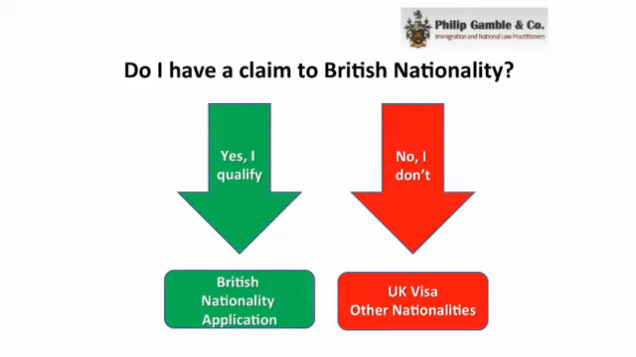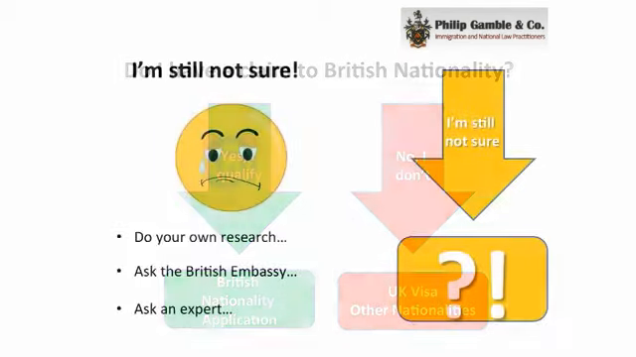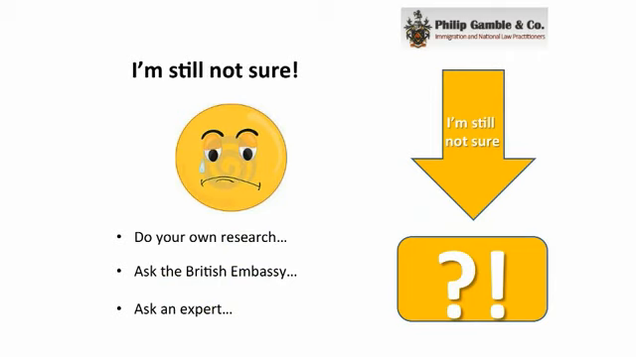Thank you for that presentation, Philip. If you've followed everything that Philip has talked about, or more importantly, if you've understood it, you're now in a position to determine whether you have a claim or you don't have a claim. Most of you, however, probably still find yourself in this amber zone because there's some further complexity to your family history. In such cases, you could perhaps do your own research, you could contact your British Embassy, or you could incur some fees and ask an expert for their advice.